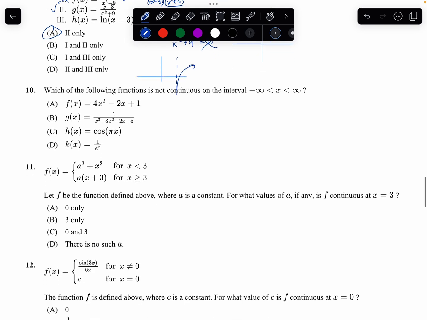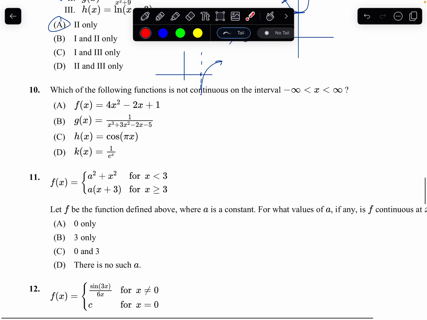All right, for 10, which of the following functions is not continuous on the interval from negative infinity to positive infinity? Okay, so this function is continuous from negative infinity to positive infinity. It's a polynomial. Let's see right here. This cosine of pi x should be defined for all real numbers, so we should be good there. Now, d should also be, it's b right here.